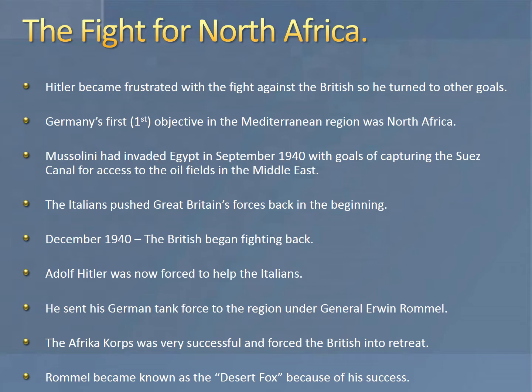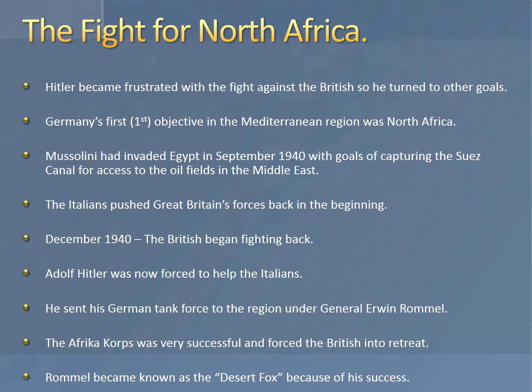Now, the Italians were able to push Great Britain's forces back in the beginning, but by December 1940, the British began fighting back themselves. As the Italians are suffering and struggling against the British, Adolf Hitler is now forced to help the Italians, which he really didn't want to get involved in right away. So he kind of has to go help his buddy, basically. He sends his German tank force to the region under a man by the name of General Erwin Rommel.